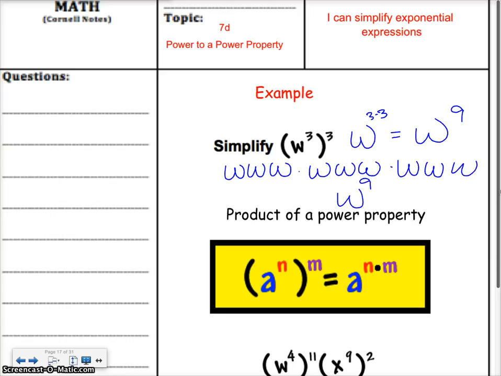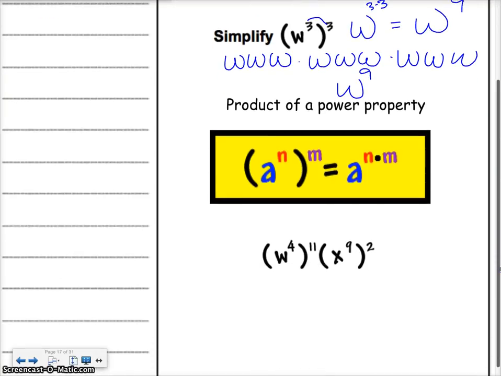I had 9 w's. But what my brain sees, what my eyes look at is, hey, it looks like I'm using the distributive property because a number is sticking to parentheses. And when a number sticks to parentheses, you multiply. Okay? I like saying this.